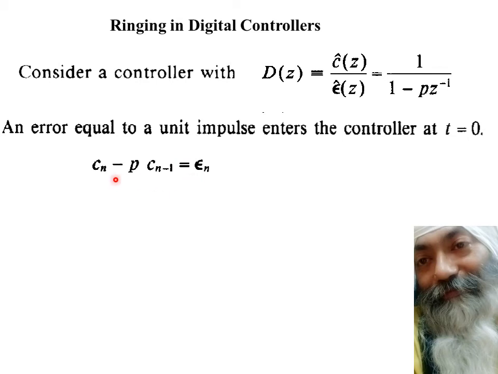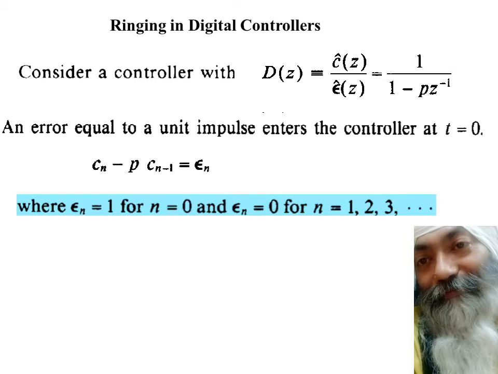So as we see, this equation becomes Cn minus p times Cn minus 1 is equal to error, and we're going to put the error for all values of t equal to 0, 1, 2, 3, 4 and so on, as the samples of errors come in. We will take some value of p and keep changing it to know the response of this digital controller, to see where actually ringing happens.